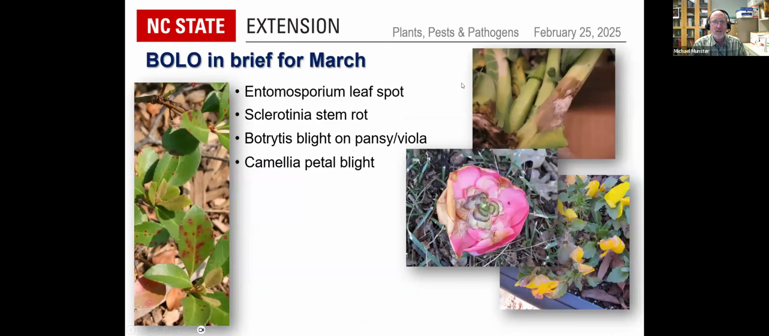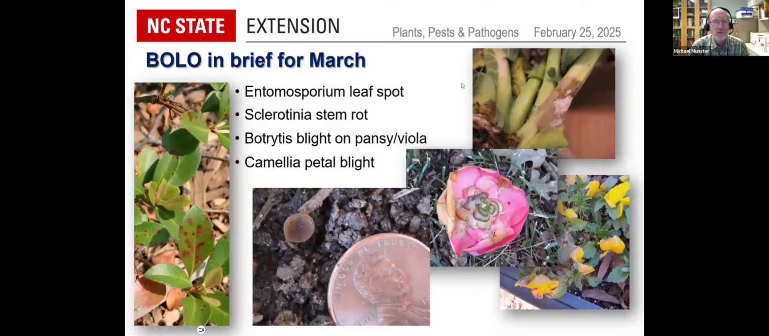And here is a picture of, you have to really be looking for them. You can see how small it is compared to a penny, but that is the apothecium of the fungus coming out of the soil. That's actually right in front of your building there, Charlotte. I took it several years ago. So those airborne spores will float up and infect the blossoms.